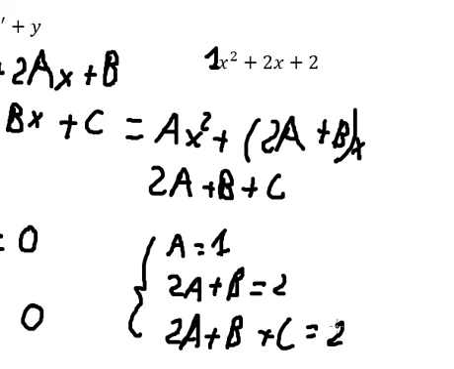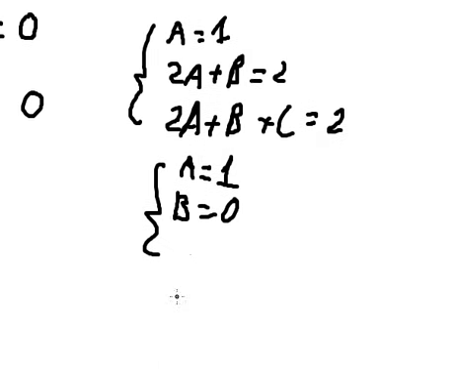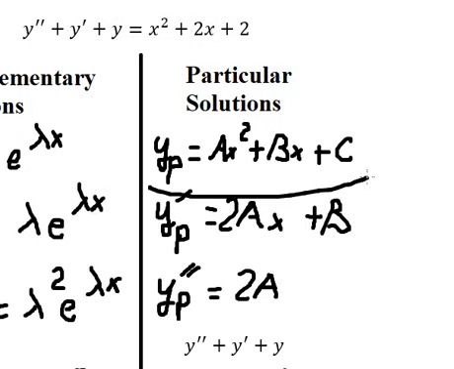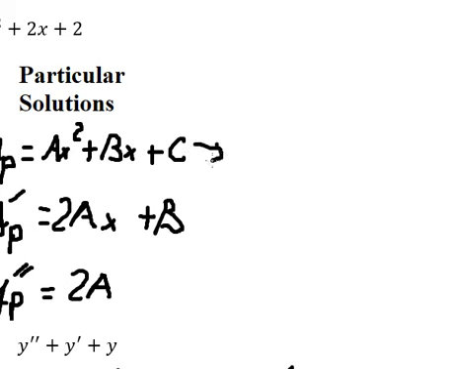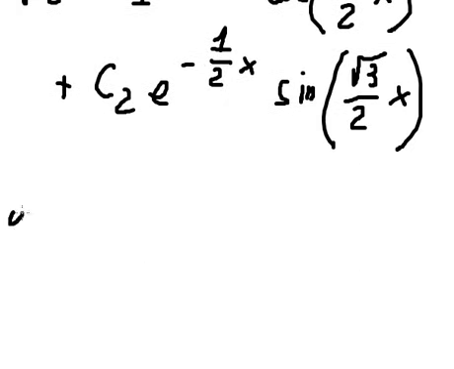so we need to find the solutions of a, b, c. So a equals 1, b equals 0, and c equals 0. So we put a, b, c back in here. And now yb equals s squared. And now we have the final answer.